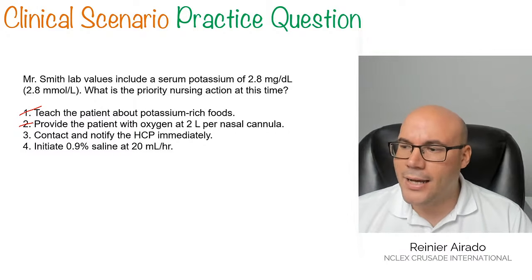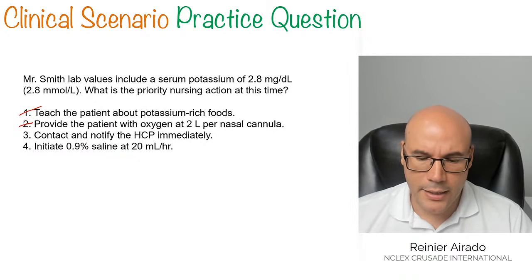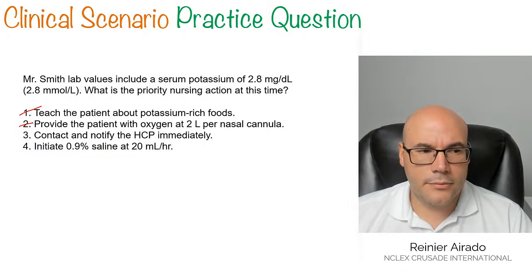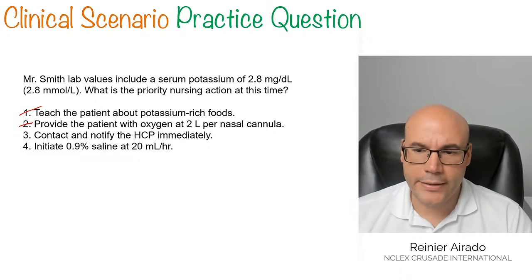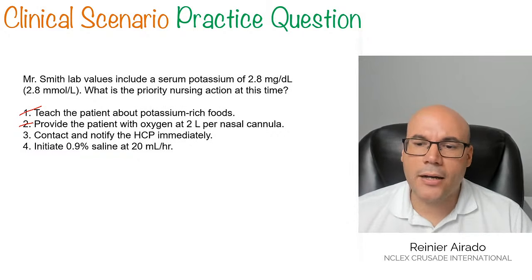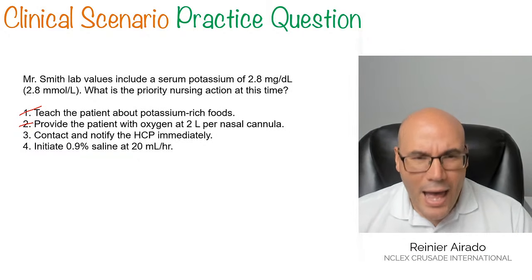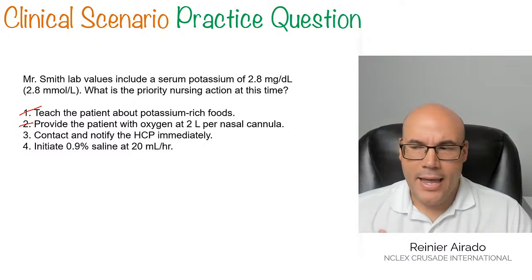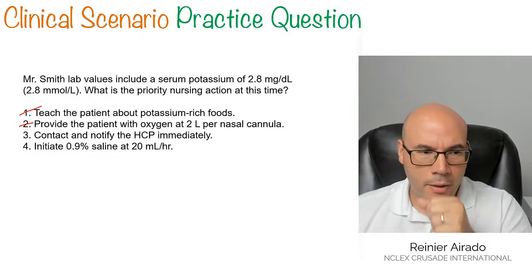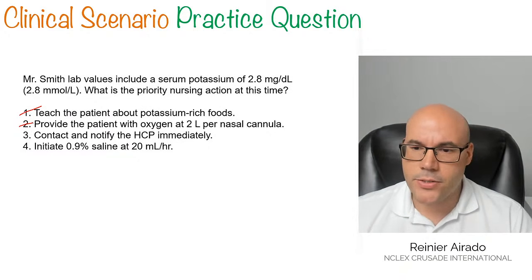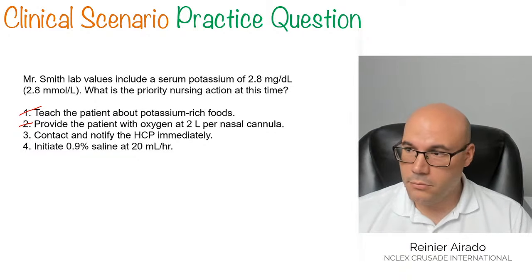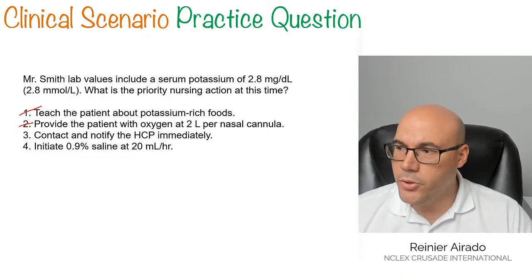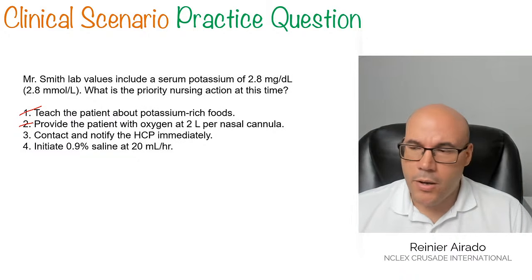Answer number 3, contact and notify the healthcare provider immediately. If you look at answer number 3, you have to think, and this is a strategy that you can use. It's very effective. Whenever you see an answer that states, call the doctor, you need to ask this: do I have an answer that I can do, that is within my scope of practice, and will help with the patient's condition? So far, 1, I can do, but it does not help to replace the potassium. Gone. Answer number 2, I can do it, but it does not help with the patient's condition. Gone.